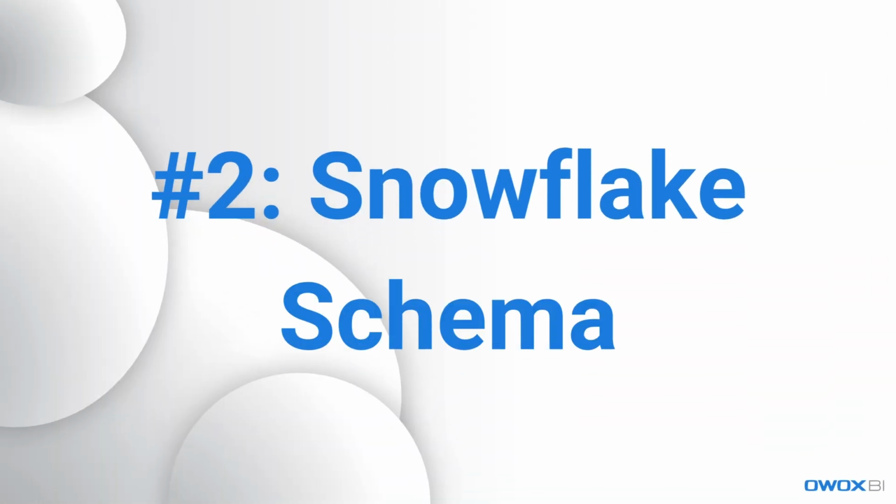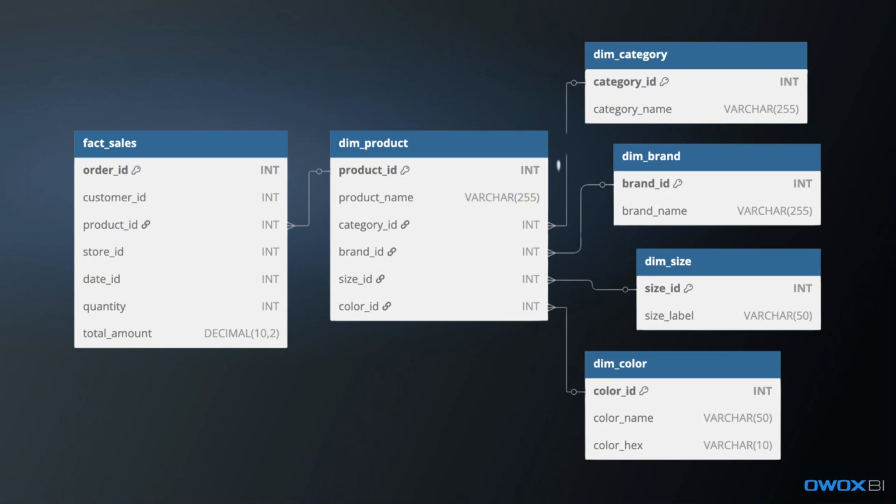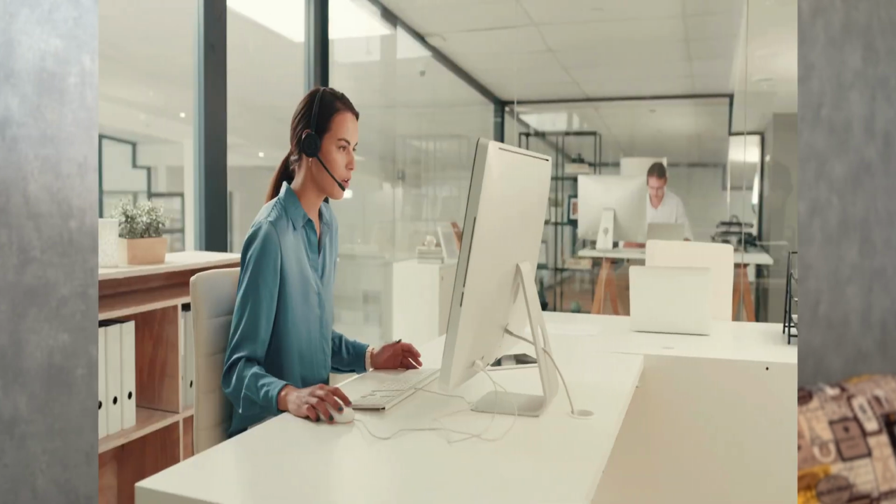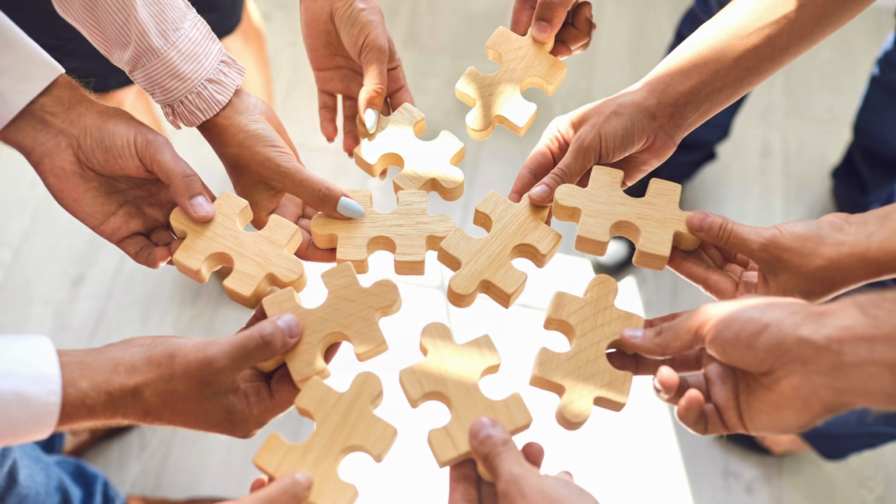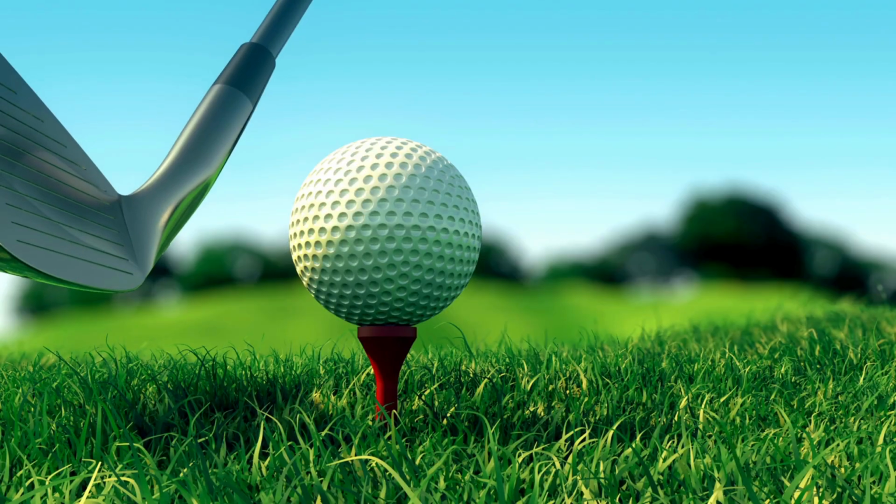Number two, Snowflake schema. The Snowflake schema builds on the star schema, but with enhanced organization of the dimension tables. It does this by breaking them down into smaller subtables. In this way, it helps eliminate redundant data. However, it leads to more complex queries because of the extra joins, which can slow down performance.